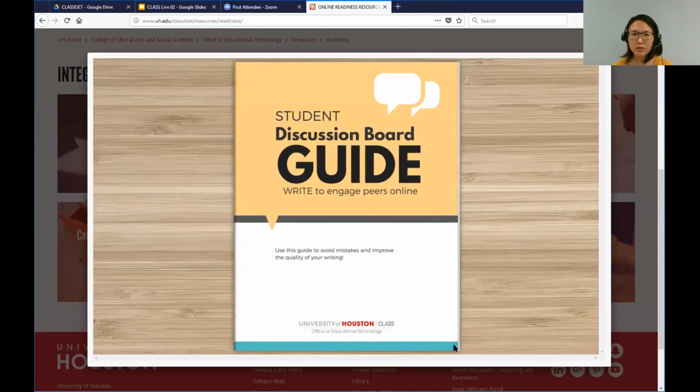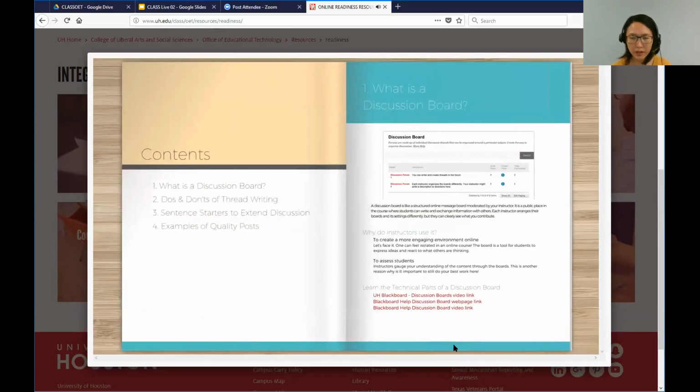So discussion boards are a tool that is used by instructors if they want students to have more communication about a certain topic. And the way that it's usually used is that the instructor will create the discussion board, and they'll put a prompt or a question, and then students will have to answer it and then respond to other students. And the issue that we found is that a lot of students don't know how to participate in a discussion board, right? So this guide was created, and it covers 4 things.